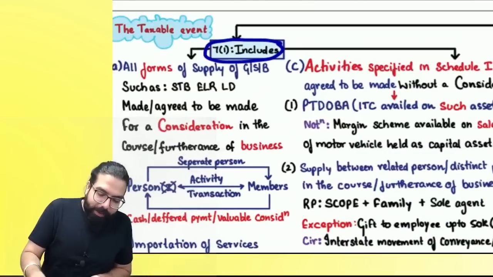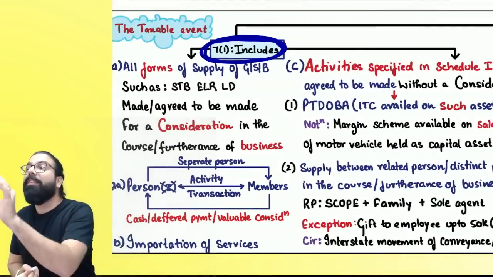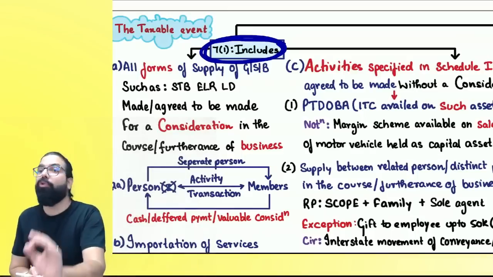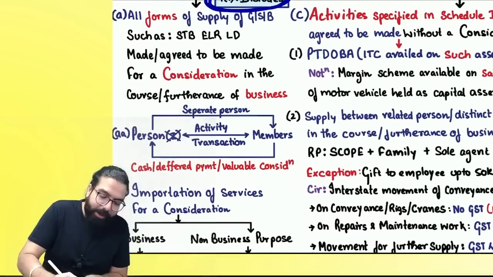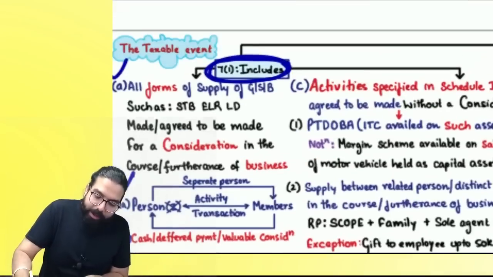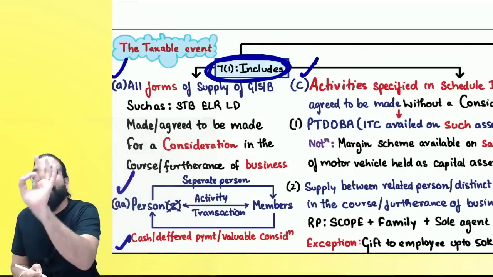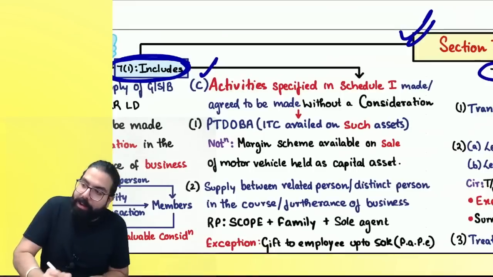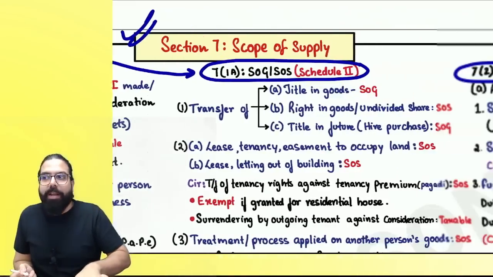Now, section number 7.1. Whenever something falls in section number 7.1, it is a supply. So, for something to be a supply, it has to fall in section number 7.1, A, AA, B, or C. Only if something is falling in section 7.1, A, AA, B, or C, it will be a supply. Are we clear, everyone?